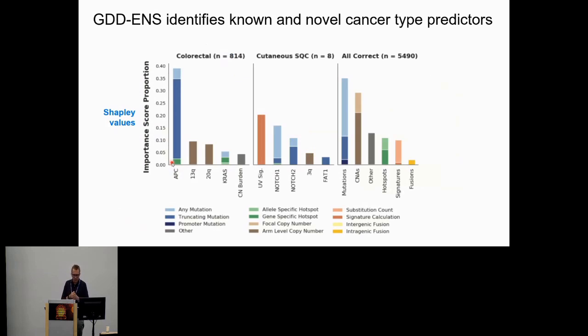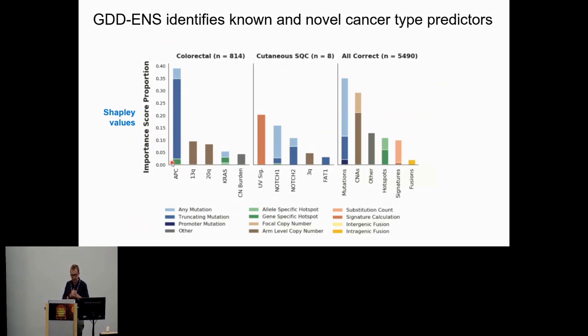The other thing, and this is something that the reviewers of the paper were very interested in, is that it actually identifies the features that were important in driving the classification, and the ones where we knew what the important features were, like APC in colorectal cancer, it got right. UV damage caused by UV light in melanomas, it got right. Overall, about half the time it used mutation features that contributed to about half of the classification signal. The other half of the signal is CNAs.